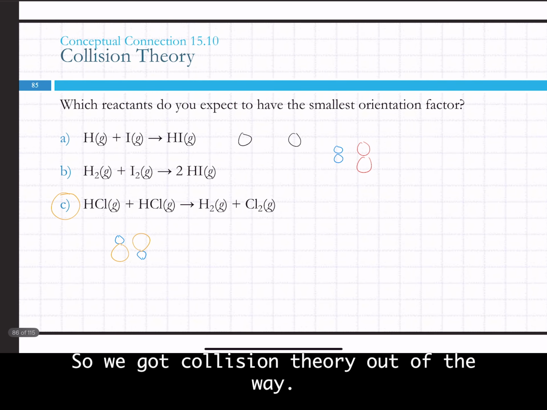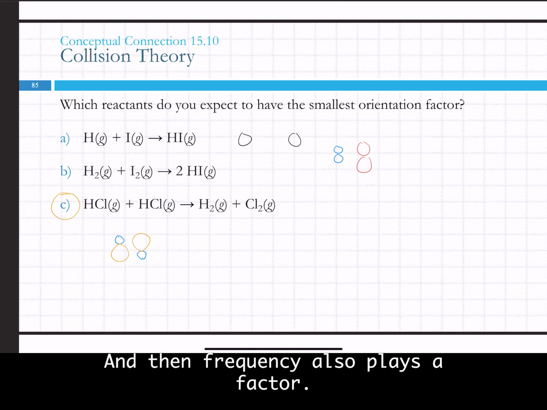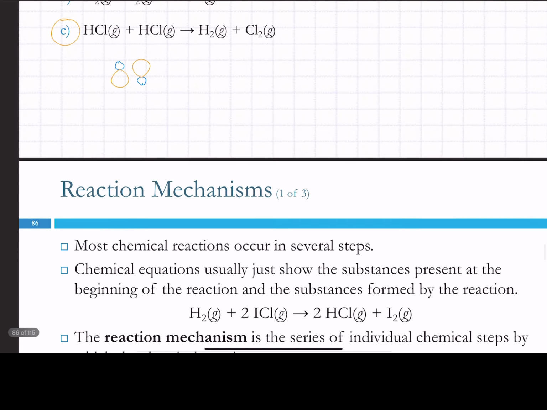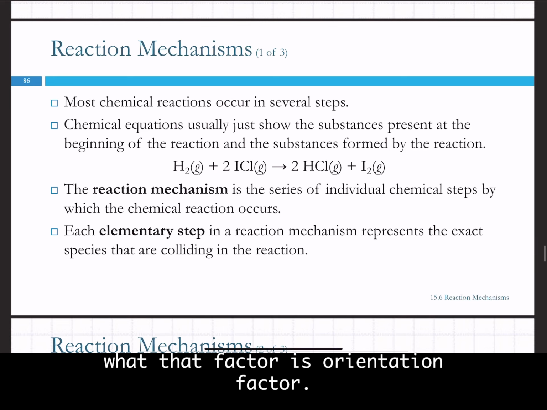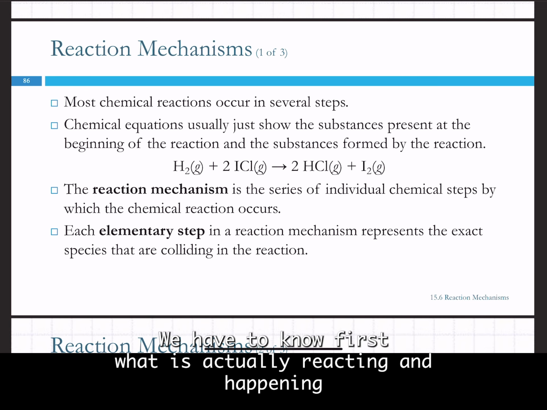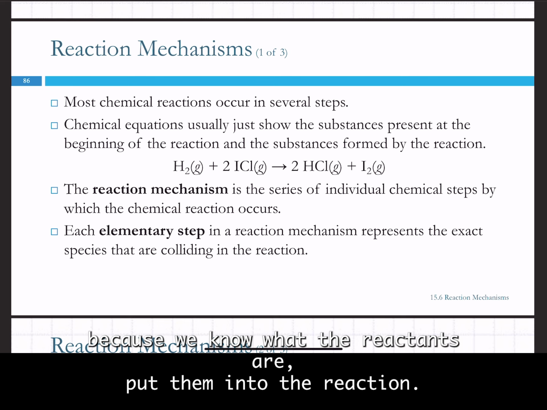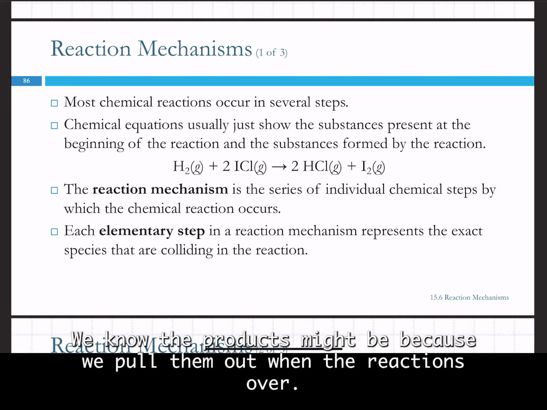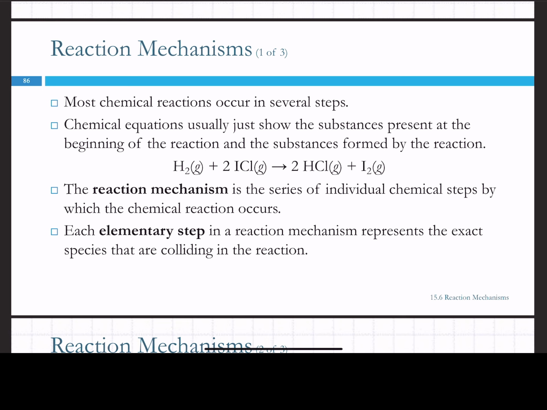All right, so we got collision theory out of the way. They have to collide in the same correct orientation. And then frequency also plays a factor. But if we wanted to determine what that orientation factor is, we have to know first what is actually reacting and happening in our reaction mechanism. Even though we write overall reactions, because we know what the reactants are, put them into the reaction, and we know what the products might be because we pull them out when the reaction's over, they might take intermediate steps to get to that final product. In fact, most reaction mechanisms do.